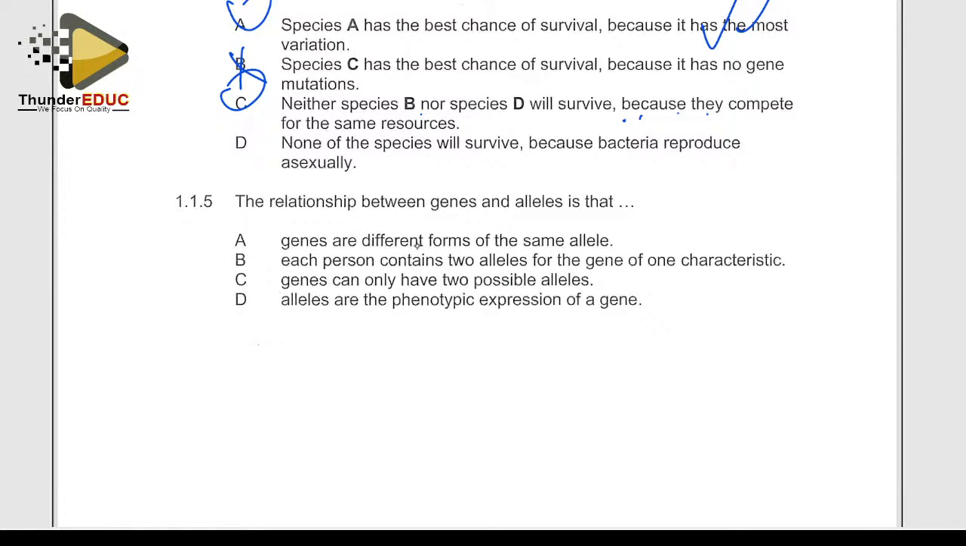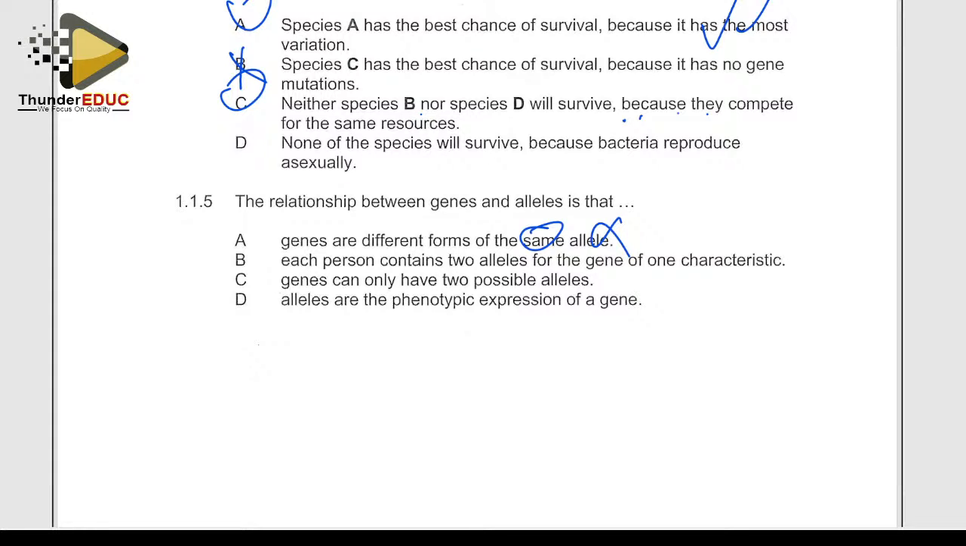Each gene are different forms of the same allele. This is wrong. Each person contains two alleles for the gene of one characteristic. Yes. However much the character can be multiple allele, can be controlled by different alleles, but this one, each person is supposed to have two alleles of that character. You understand? Like blood group.